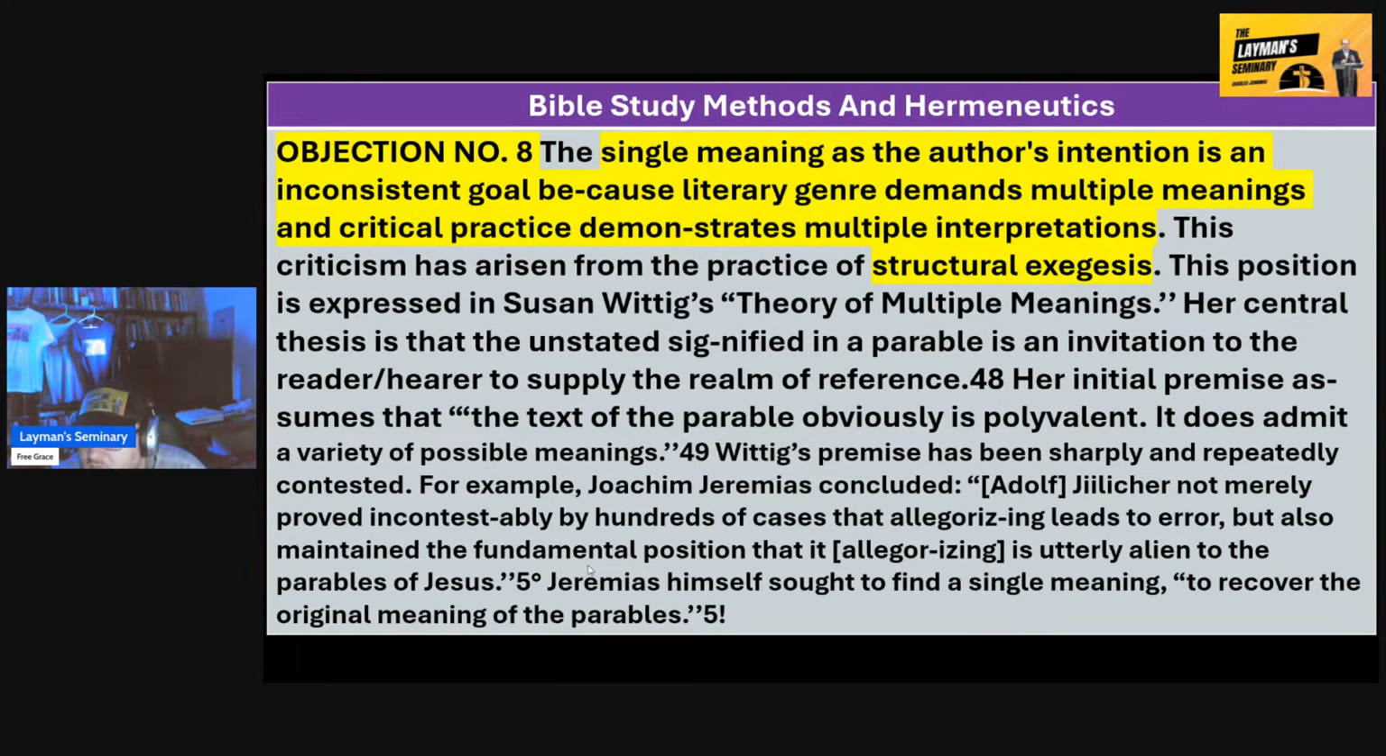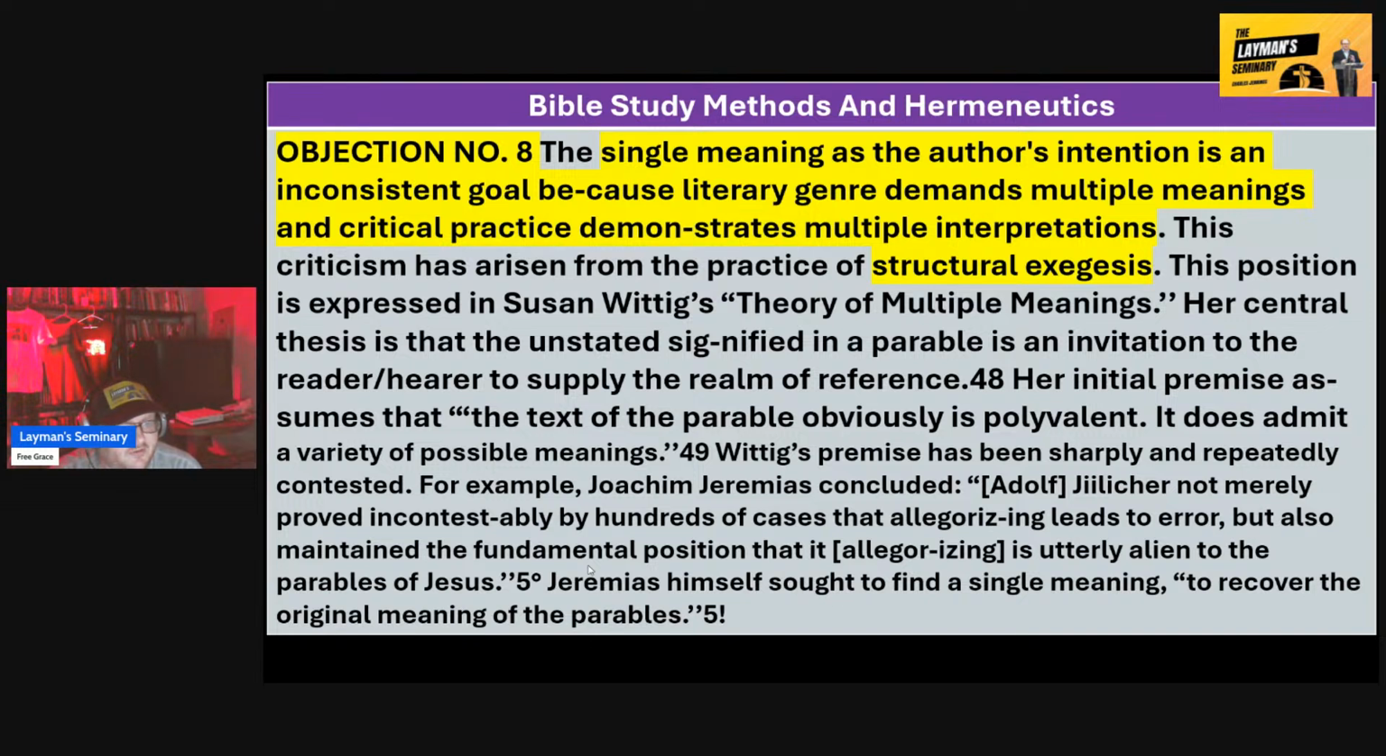Objection number 8. The single meaning as the author's intention is an inconsistent goal because literary genre demands multiple meanings and critical practice demonstrates multiple interpretations. This criticism has arisen from the practice of structural exegesis. This position is expressed in Susan Wittig's theory of multiple meanings. Her central thesis is that the unstated signified in a parable is an invitation to a reader to supply the realm of reference. In other words, if the parable doesn't tell you what something means, you're the one that's supposed to fill in the blanks.